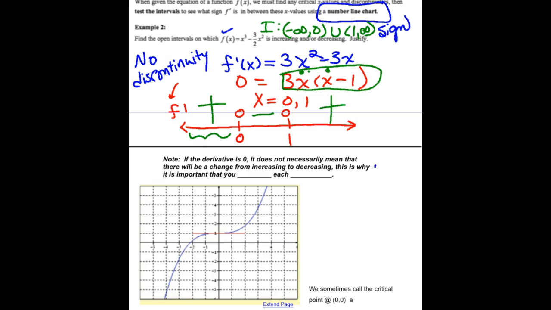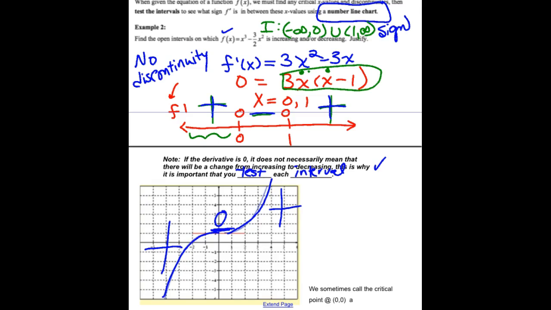Watch. Right here it says, just because the derivative equals 0 does not necessarily mean that you go from increasing to decreasing. It's important that you test each interval. It doesn't always alternate like this. Here's a case in point. Had you done the derivative over here, what would you have had? Positives or negatives? Yep. What would you have had right here? 0. What would you have had over here? Positive. So it's very possible that it was going up, plateaued, and continued to go up.